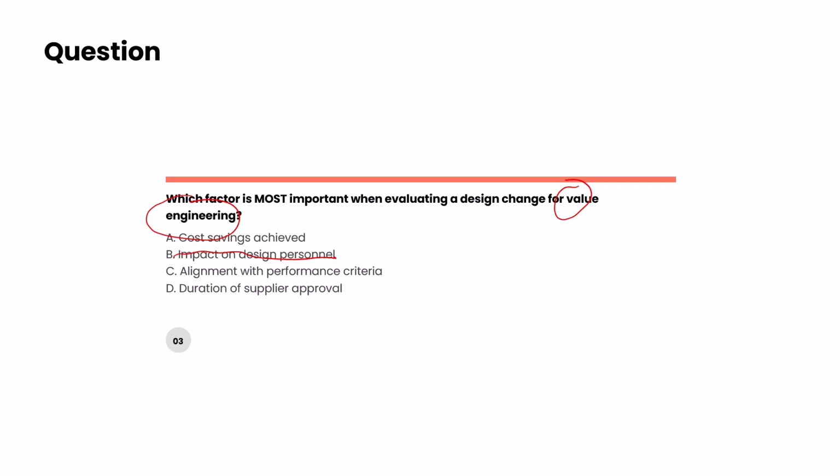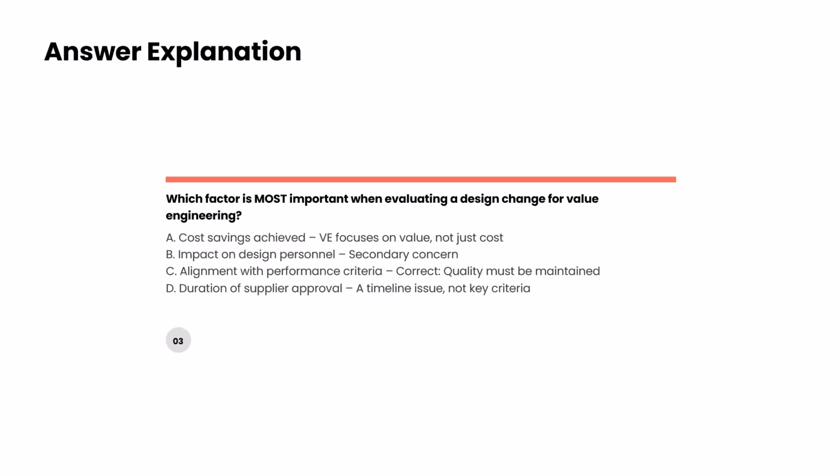So we have to align with that. It's not blindly cutting the cost which will lead to value engineering. We still need to align with the performance criteria. The fourth choice is duration of supplier approval, no way. Now out of A and C, both look good, but technically C looks much better, because as a part of value engineering we need to align with what we are expecting from this project, not just the cost saving. And that's the answer here.